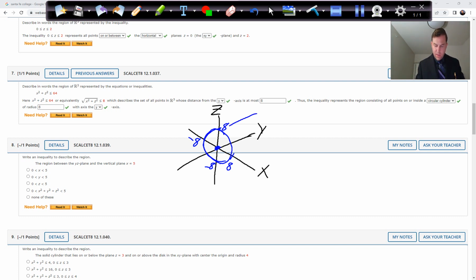So this becomes a cylinder that, let me not draw the other direction. It can extend in both directions. Let me just draw the one. It's hard enough to draw it. So you end up with a circular cylinder that just keeps going out like this. Distance from the y-axis is always at most 8. And so it forms this circular cylinder, radius 8, with the y-axis. So that's what it would look like. Hopefully the picture helps visualize that one a little bit.